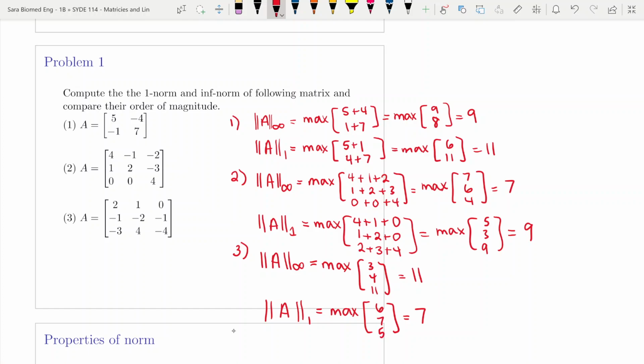It's 7. For the second one, the one norm should be the max of... Since we have a 3 by 3 matrix, we should have 3 entries, and we take a sum along the column direction. So it's going to be 4 plus 1 plus 0. This is the first entry. The second entry is minus 1, 2.